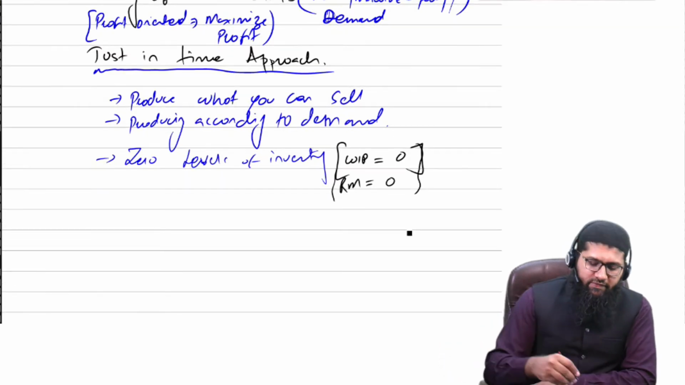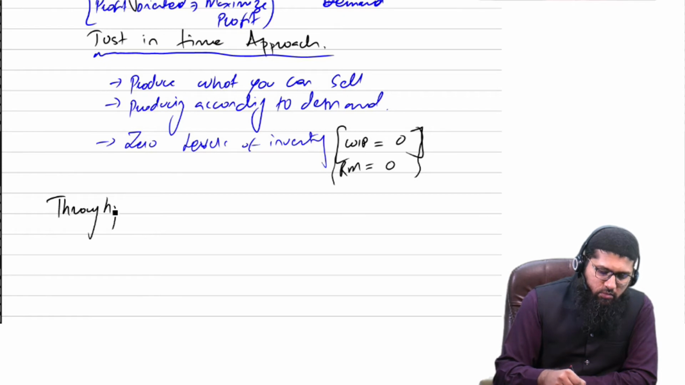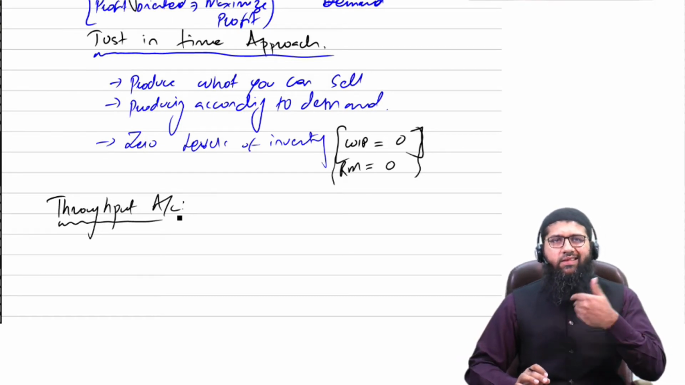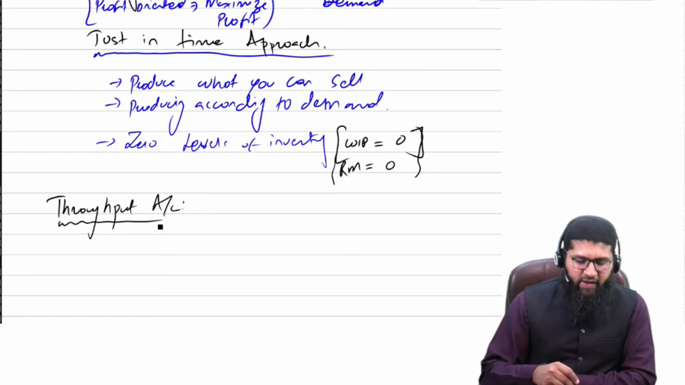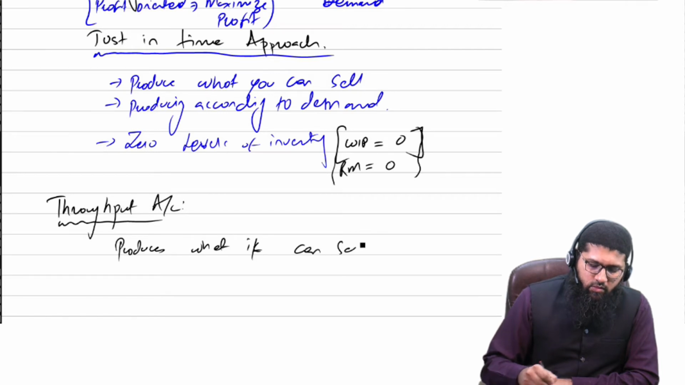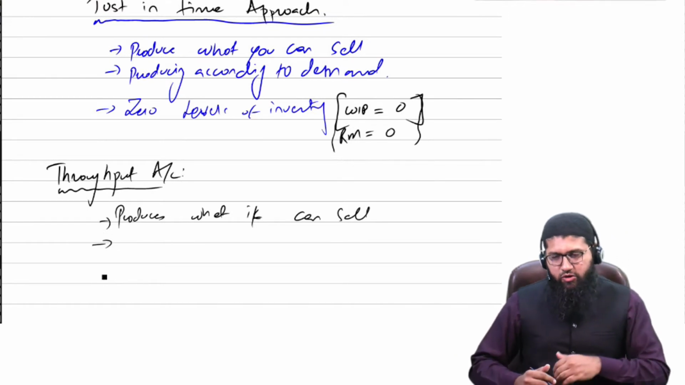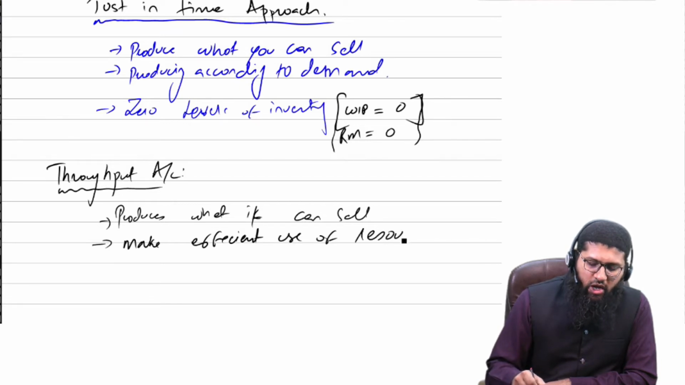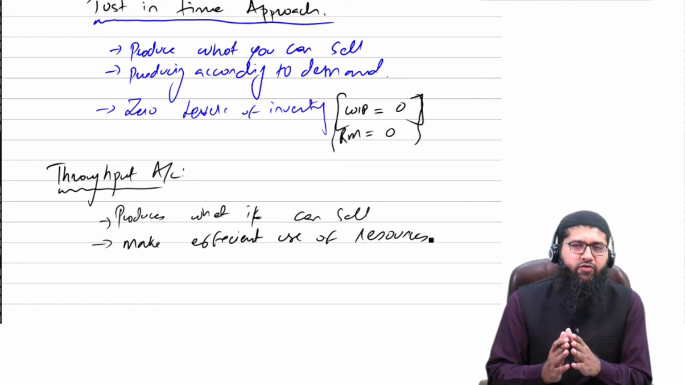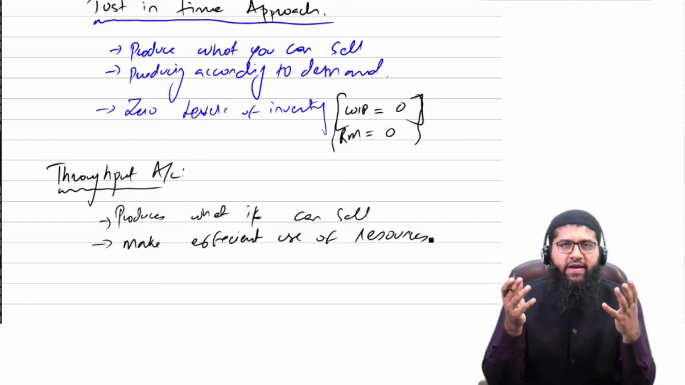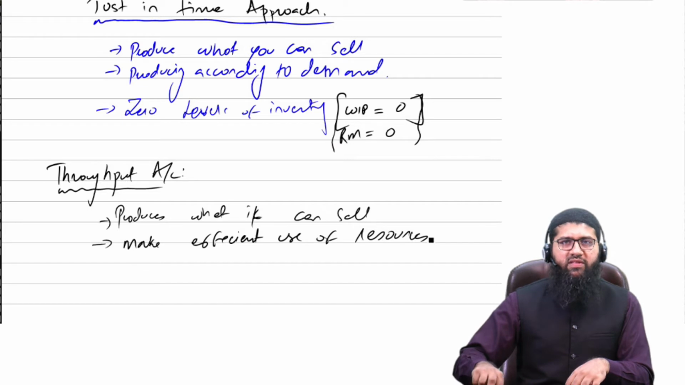Now, when we talk about the concept of throughput accounting, this concept is connected to the theory of constraints and the JIT approach, which is that each and every organization should make sure that it only produces what it can sell. The second thing with respect to JIT is that it's not just about producing what you can sell. In addition to this, you should make efficient use of resources. For you to make efficient use of resources, you would try to maximize your profits. You would try to produce the goods which are going to lead you towards profit maximization. That is what you're going to do as an entity.